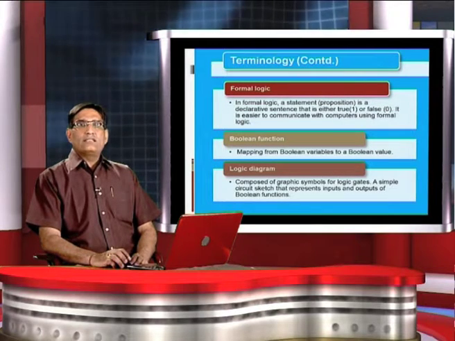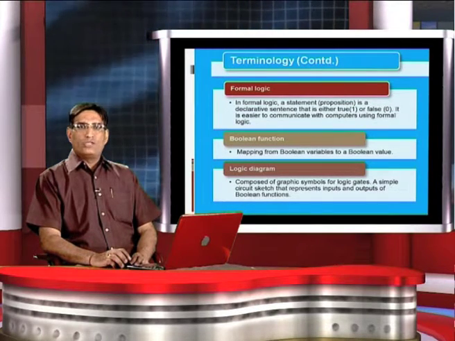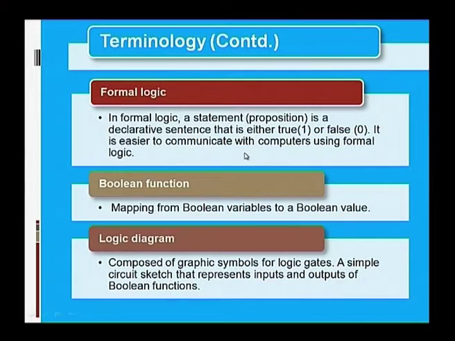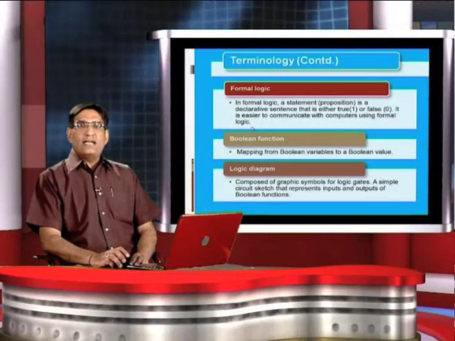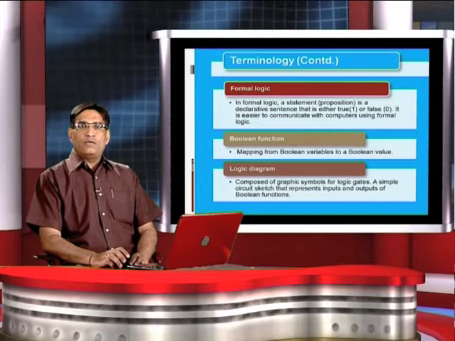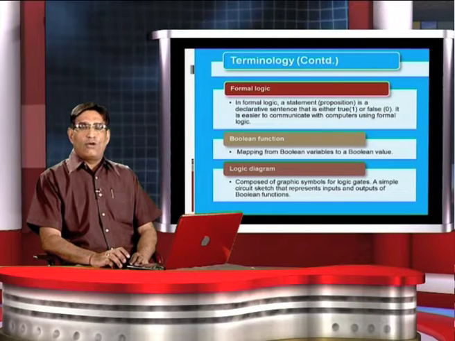Now, let us understand what formal logic is. We say that in formal logic, a statement, also termed a proposition, is a declarative sentence which is either true, that is 1, or false, that is 0. It is easier to communicate with computers using formal logic. That means, we say that a computer is a binary machine which can understand only two values, that is 0 or 1.